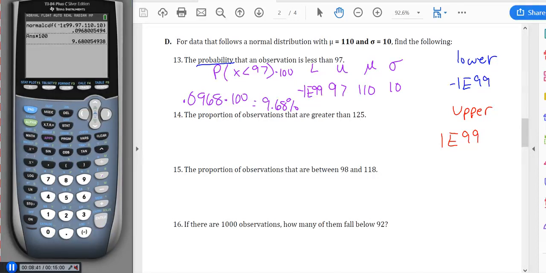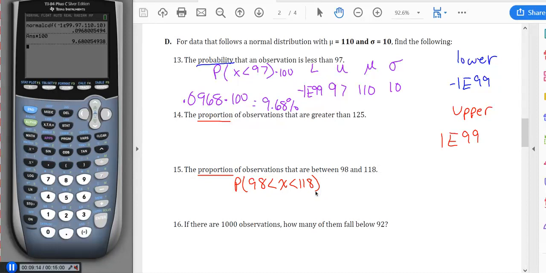All right, so let's move on to number 15. Number 15, I want the proportion of observations that are greater than 125. So proportion, we don't need to multiply by anything. Last time, I multiplied by 100 to get a probability. So let's do 15. The proportion of observations between 98 and 118. Same thing though. So I have a probability. This time I want X to be in between 98 and 118.